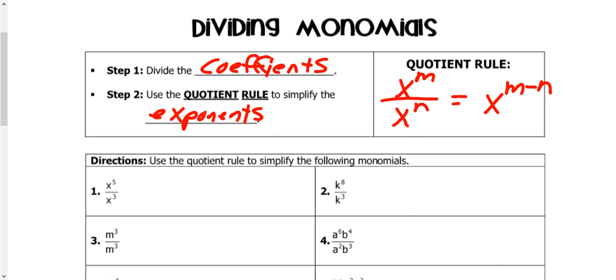So let's look at a few examples. Number 1 through 4 together. So you have x to the 5th divided by x to the 3rd. So 5 minus 3 would give us 2. And we just keep that coefficient as is. So it's x to the 2nd power is our answer. For number 2, we have k to the 8th divided by k to the 3rd. So we subtract the exponents. 8 minus 3 gives us k to the 5th power.